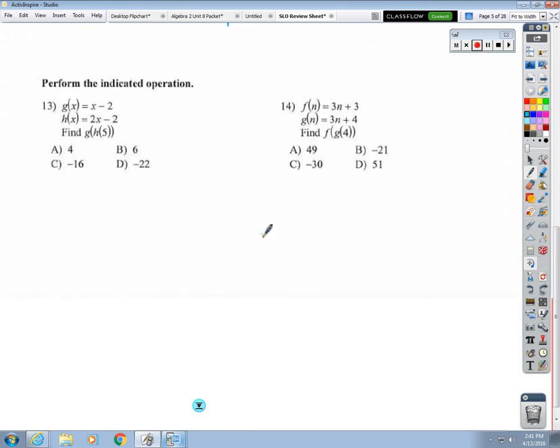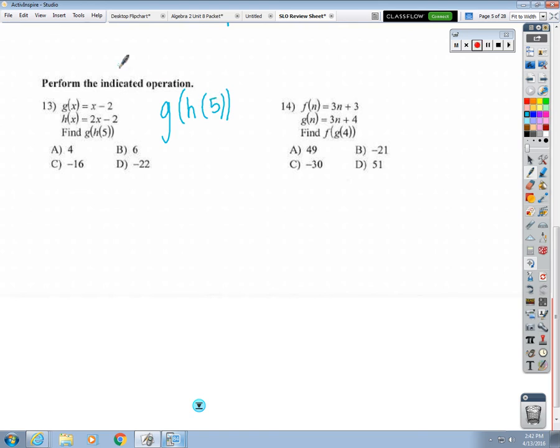Okay, number 13. Perform the indicated operation. You have 2 different functions, and they want you to do g of h of 5. Well, what is the 5 currently sitting with? The h. 5 is with h right now.